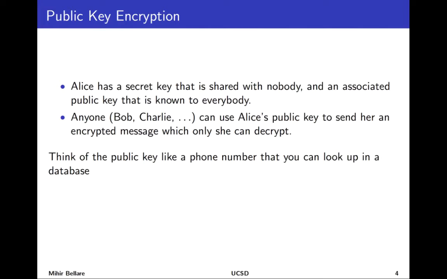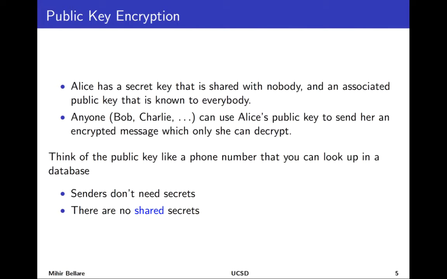You can grab that from some public space. For example, think of it just like a phone number that you look up somewhere or an email address that you find online, and you just somehow as a function of it do something, and you can create a ciphertext which only Alice can decrypt using her secret key associated to that public key.